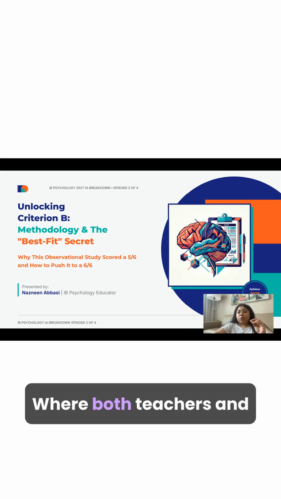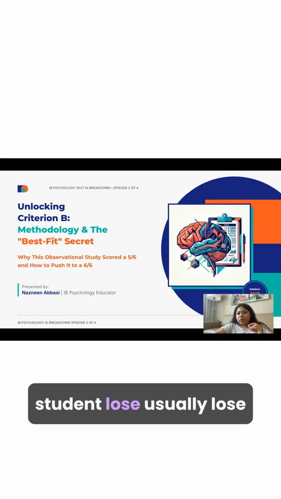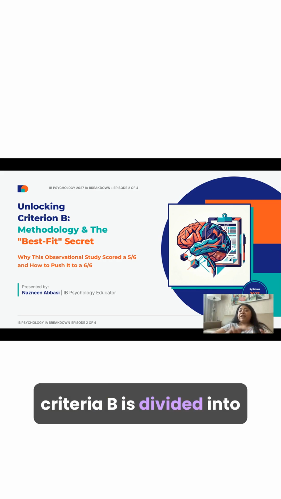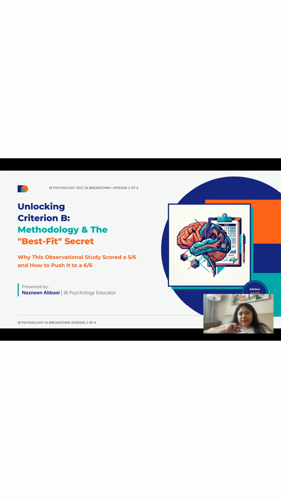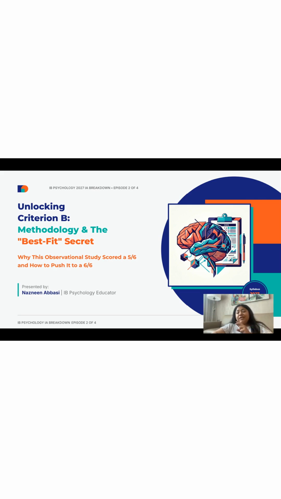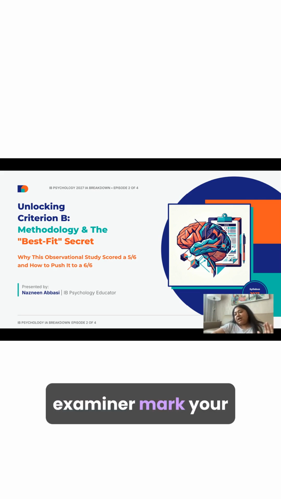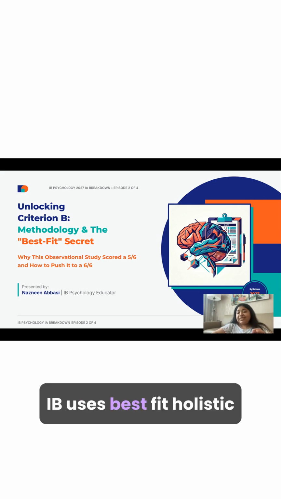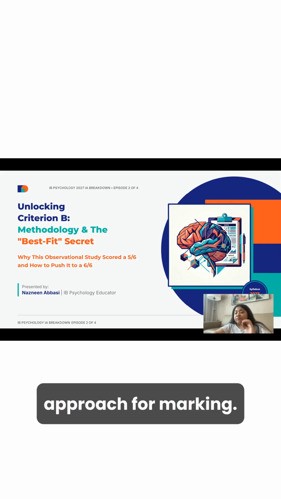I would like to burst a myth where both teachers and students usually lose marks. Many people assume criterion B is divided into three subsections: 2 marks for methodology, 2 marks for ethics, and 2 marks for procedure. This is not the way IB examiners mark your paper. IB uses a best fit holistic approach for marking.